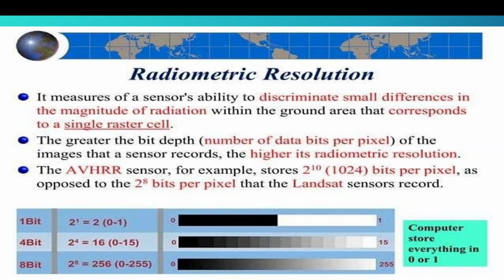Moving on to the discussion of radiometric resolution. So, the radiometric resolution refers to a sensor's ability to detect small differences in radiation intensity for each pixel in an image. Higher bit depth means more levels of brightness can be recorded, improving the sensor's ability to distinguish fine details.